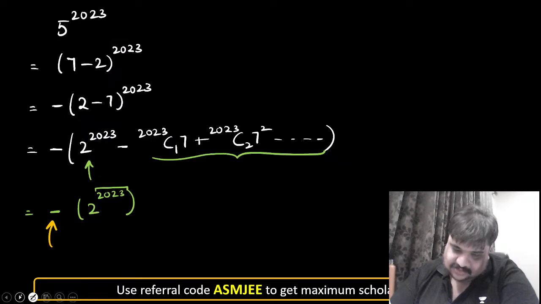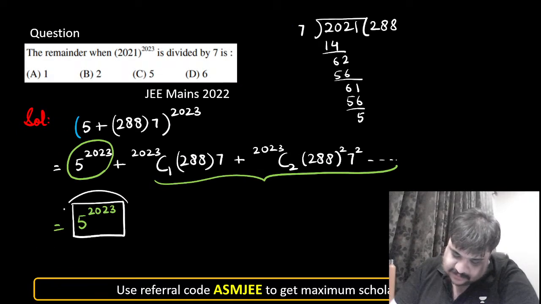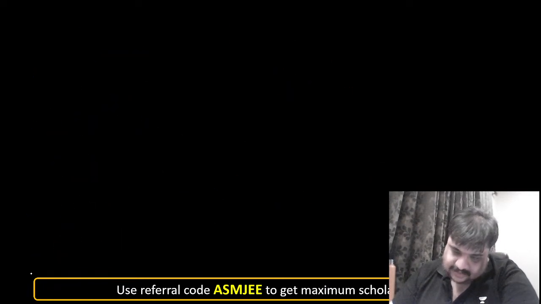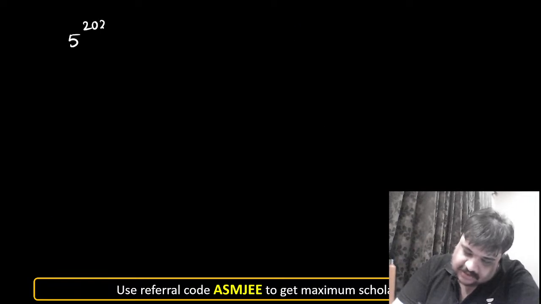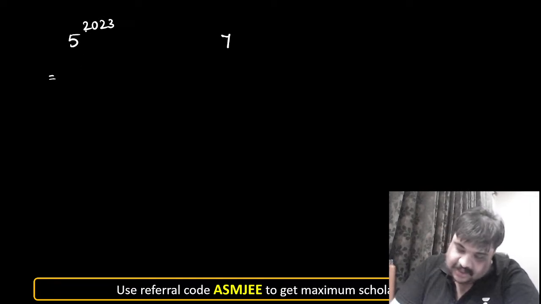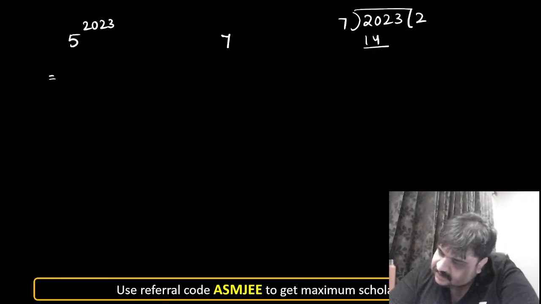Okay, so now going back to this question, we needed 5 raised to the power 2023. We reached here, 5 raised to the power 2023, right? Now see, 7 is a prime number, okay? And 2023 is divisible by 7. 7 twos are 14, 7 eights are 56, 7 nines are 63, so 2023 is 7 times 289.